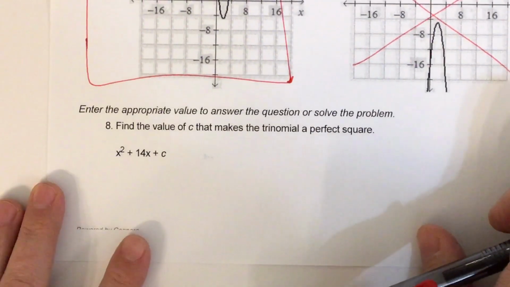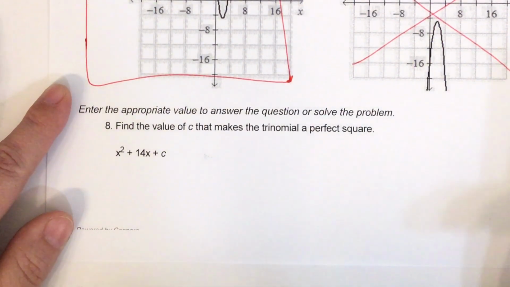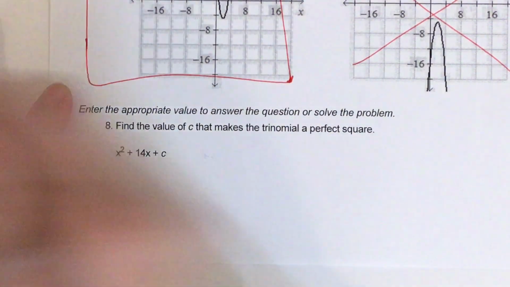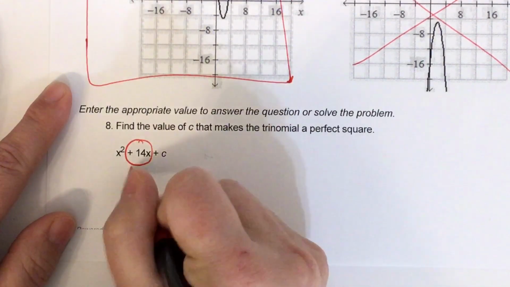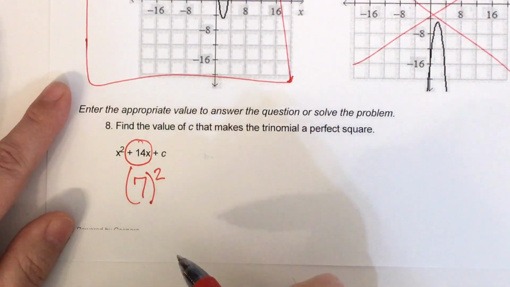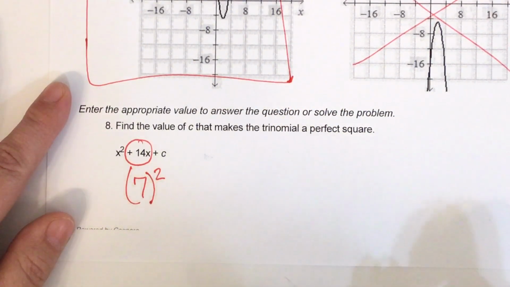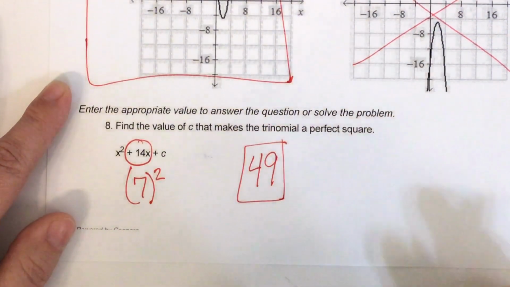Okay? Number 8. It says, find the value of C that makes this a perfect square trinomial. So this is what I did earlier. I'm going to take half of the middle number, which is 7, and I'm going to square that, which is 49. And it's positive. 7 times 7 is 49. Even if this had been negative, it'd still be positive. So C has to be 49.